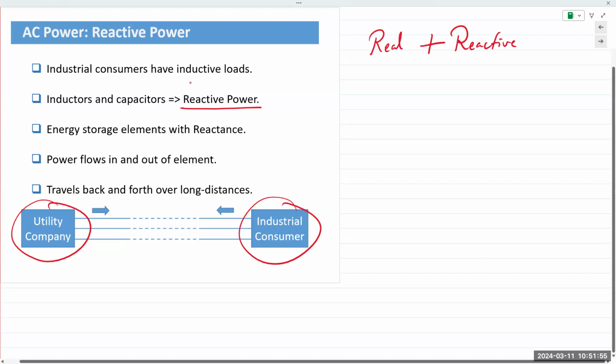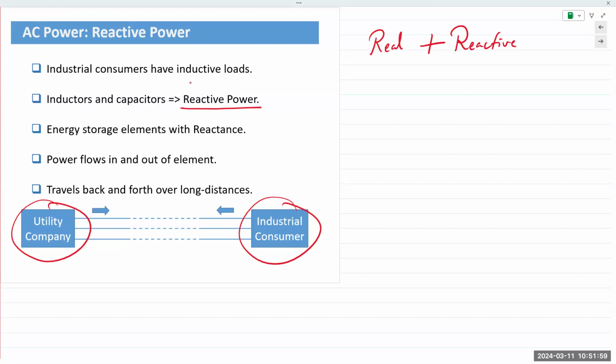And not only does the utility company and the consumer have to bear the costs of the equipment and the installation, but every time it goes back and forth, they have to pay for everything that is lost. Okay, so obviously the solution would be that we do not have to send this reactive power. And fortunately, we have the capacitor, which is the exact opposite of an inductor, to help us with that.